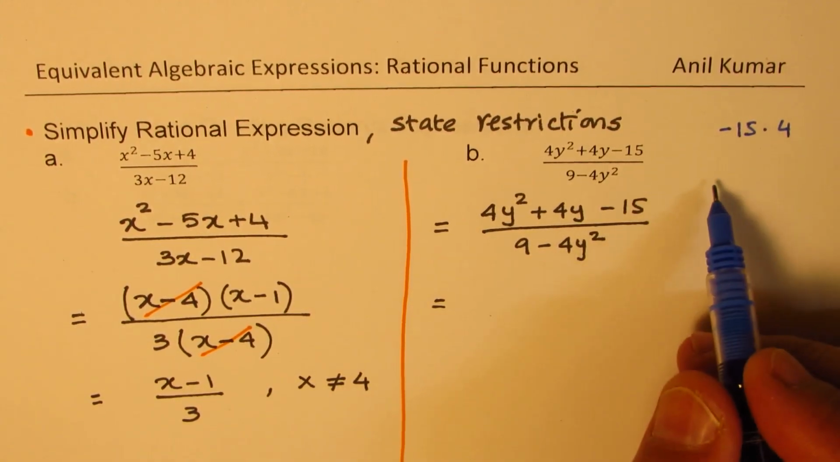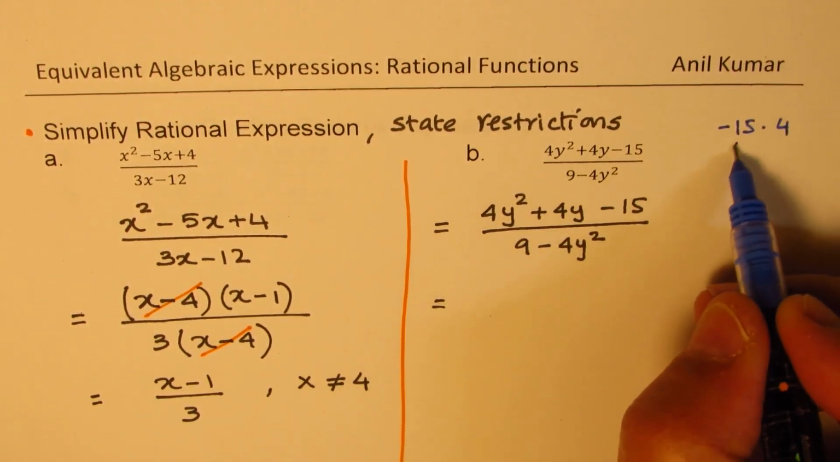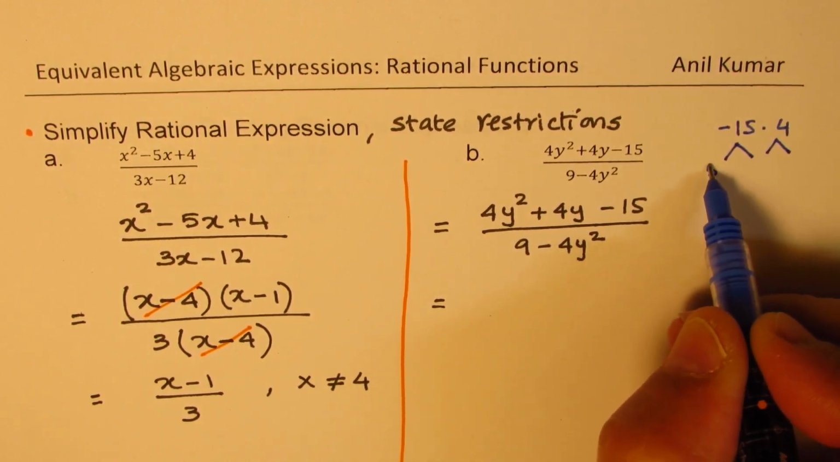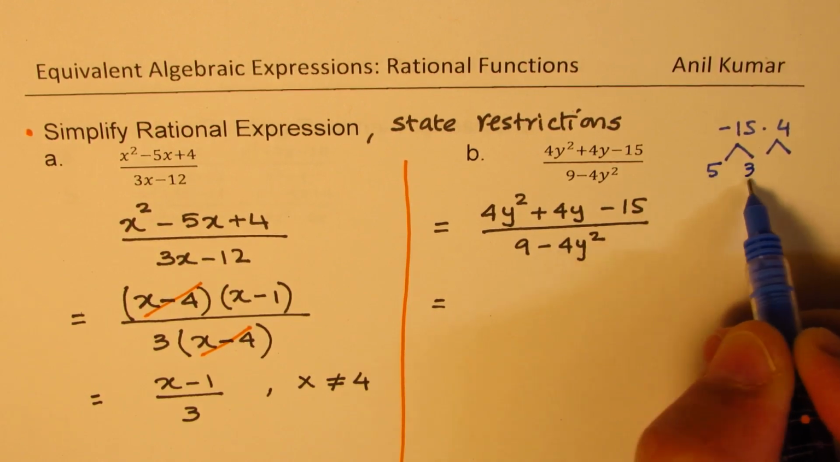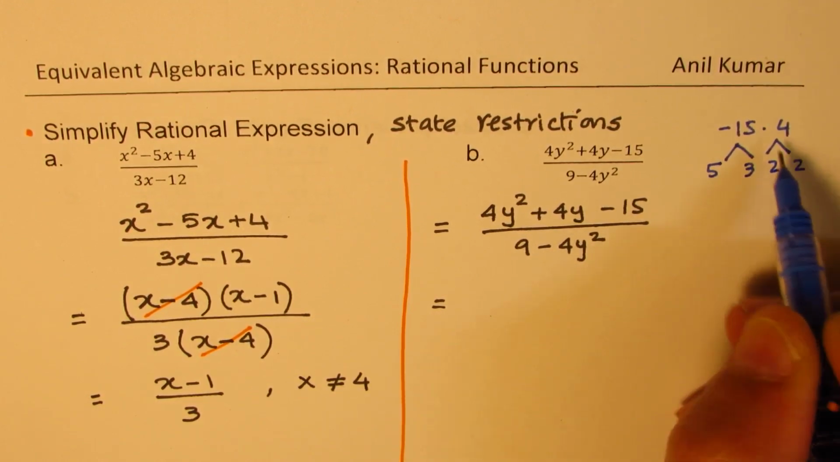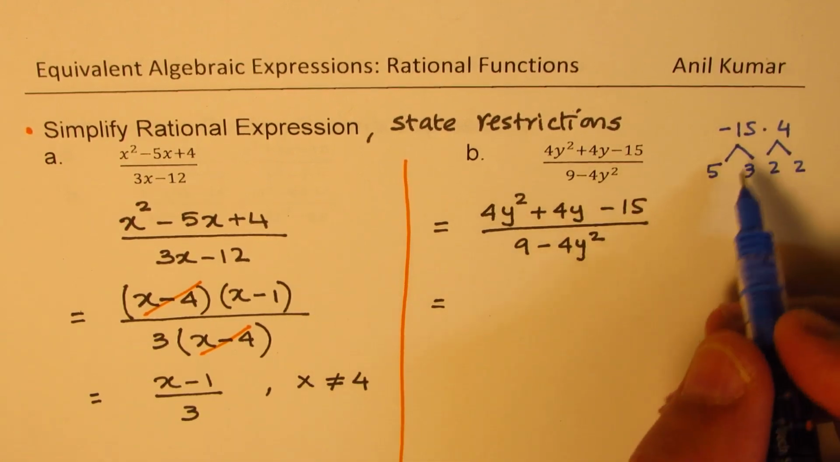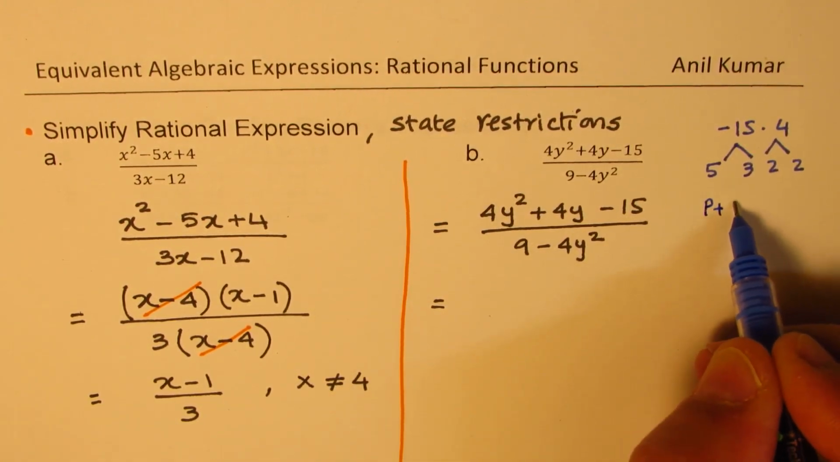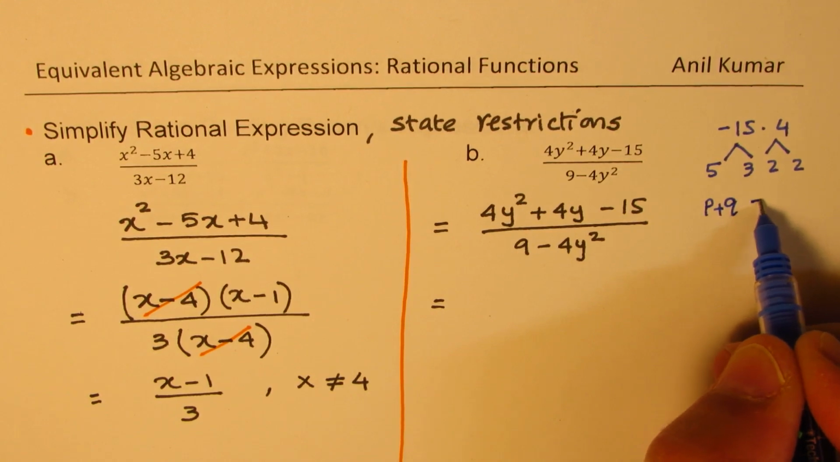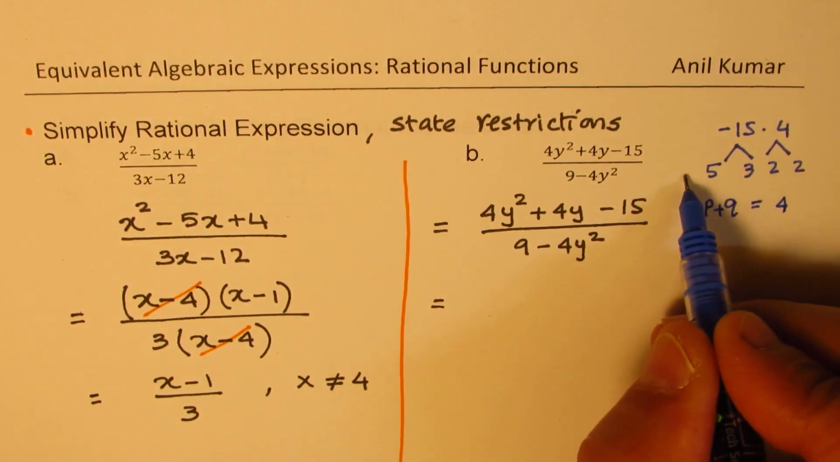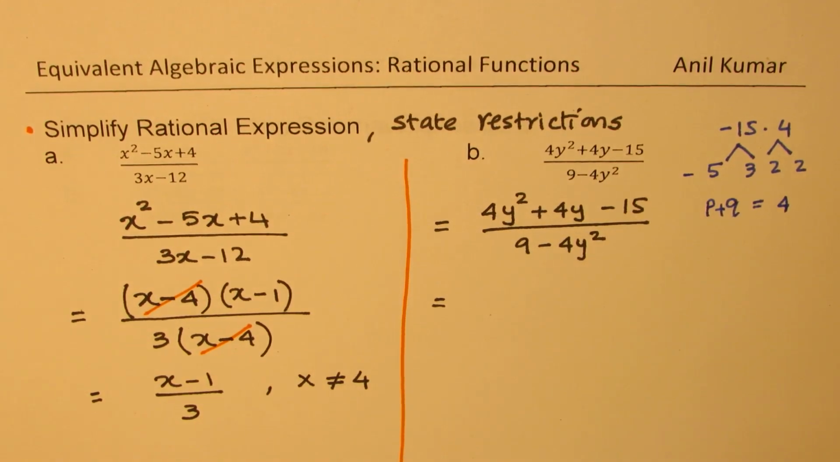Now when they become slightly bigger numbers, it's a good idea to factor them individually and then look into possible solutions, right? So 5 times 3 will be 15 and 2 times 2 will give us 4. Now we are looking for the sum of our two numbers P and Q to be equal to 4. One of them has to be negative, right? So one of them will be negative. Okay, so what combination could give you this result?